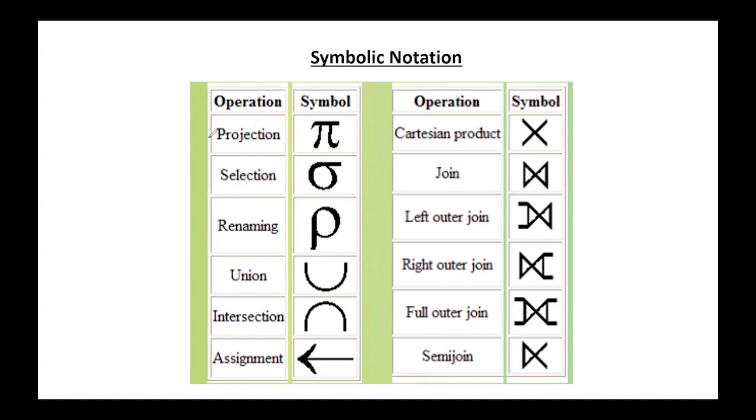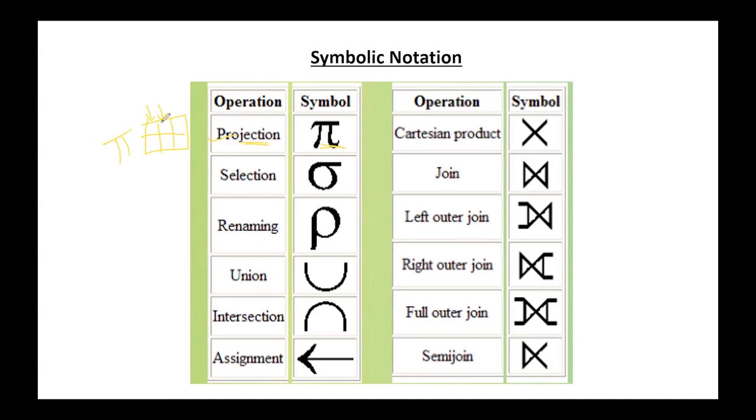So projection, we will write it using the symbol pi. Pi is what we will use if I want to use the projection operation. The projection operation is nothing but it will select a subset of attributes, isn't it? So if there is a table and I want to select a certain attribute, then I'm going to use a projection operation. This we have studied already.